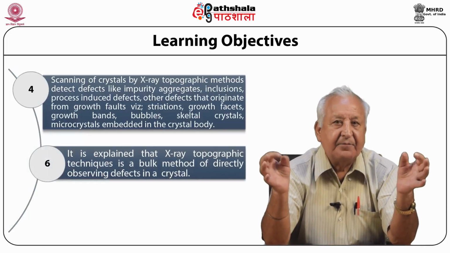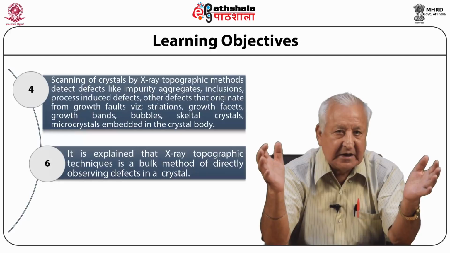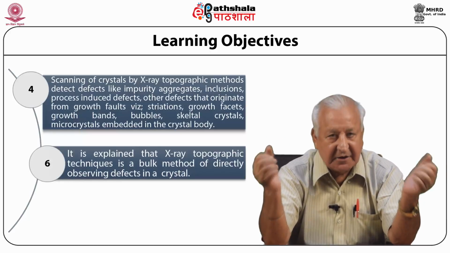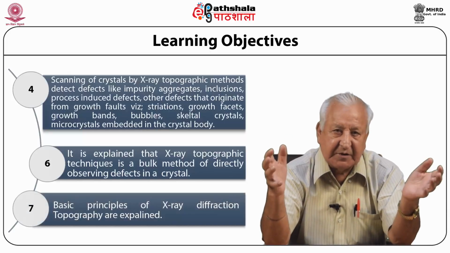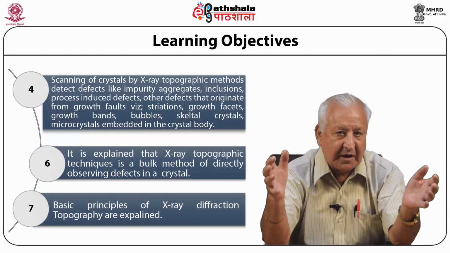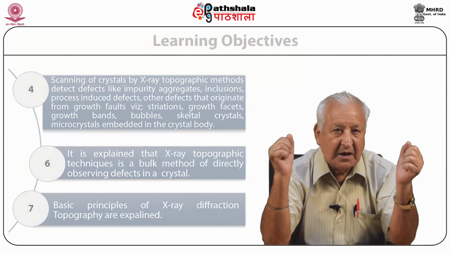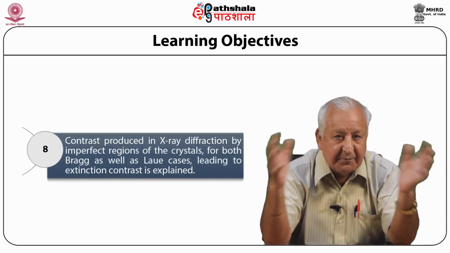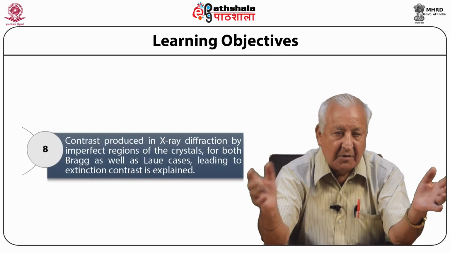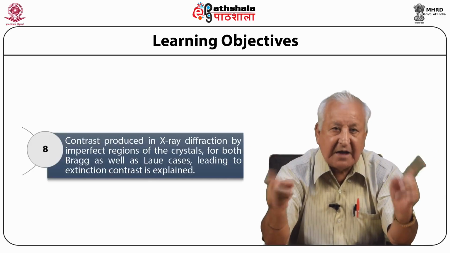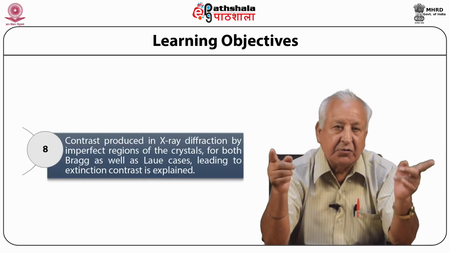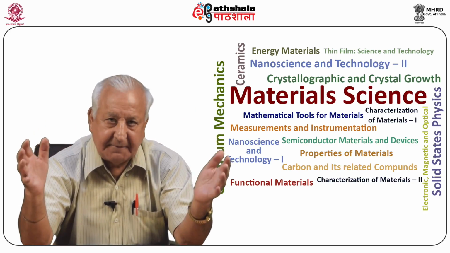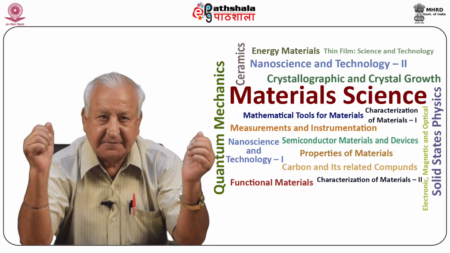It is explained that the X-ray topographic technique is a bulk method of directly observing defects in a crystal. Basic principles of X-ray diffraction topography are explained. Contrast produced in X-ray diffraction by imperfect regions of the crystal, for both Bragg as well as Laue cases, leading to extinction contrast, is explained. Application of X-ray diffraction in the study of crystal defects.